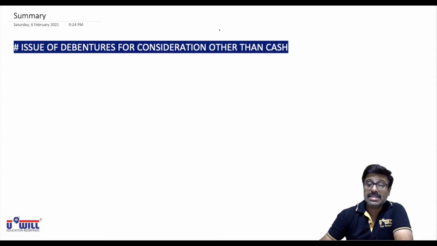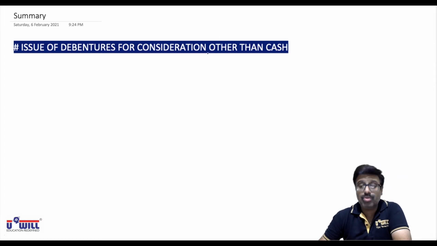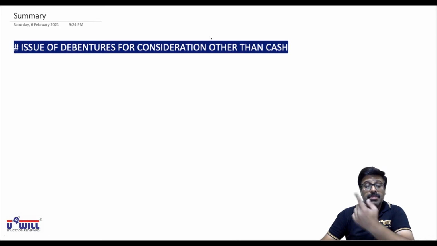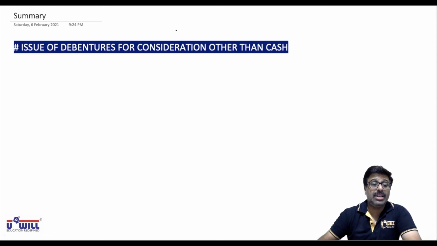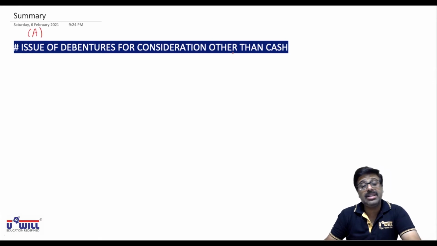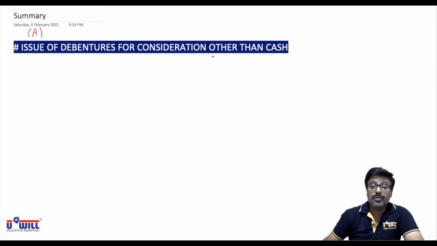In lecture 1 we studied that shares can be issued either for cash or for consideration other than cash. Now in the summary you have already written the first point, that is issue of shares for cash. Today we take up the second point, that is issue of debentures for consideration other than cash. Now first of all, what do you mean by other than cash over here?